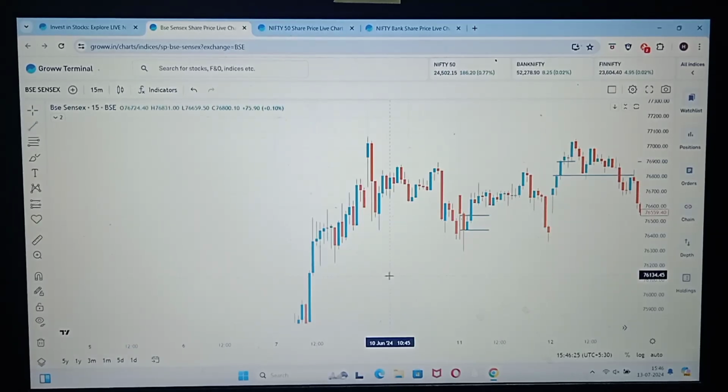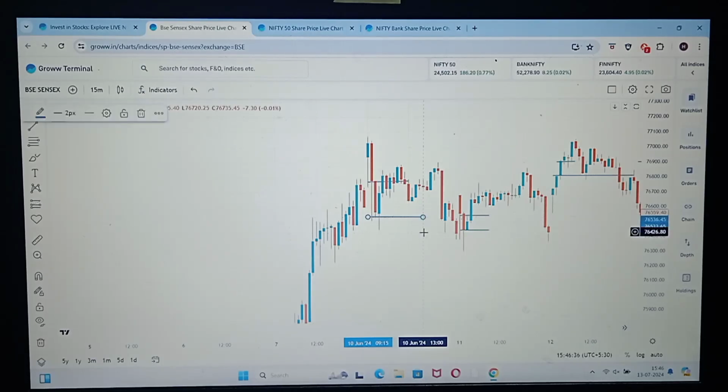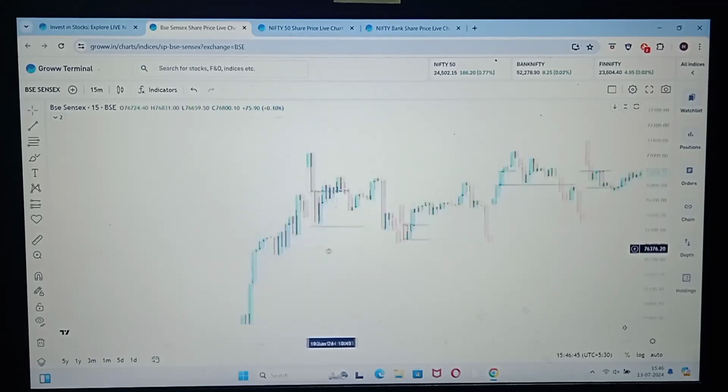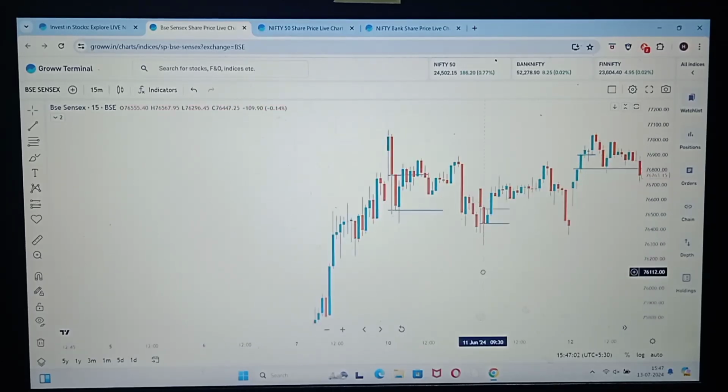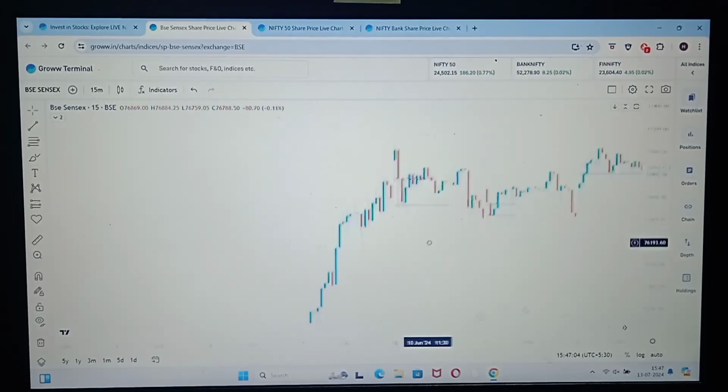Then on 10th of June, this big candle, big red candle, 9:45. So you can see, since here we don't have body, we have only wick, so we won't be taking this, we will be going for this. 10:15 a.m. at 76,781 level, we would have initiated a trade and would have taken 30-40 points.